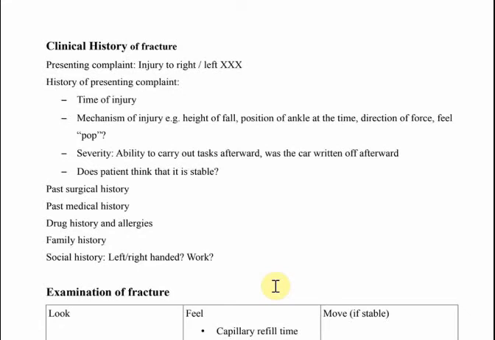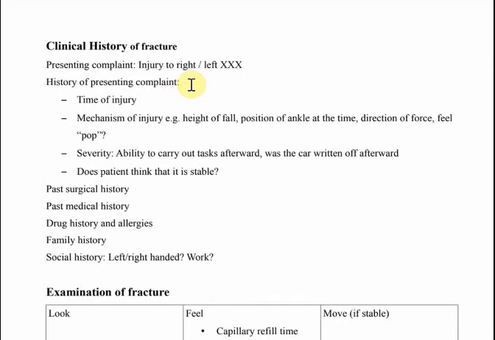In terms of taking a history of a fracture, it's important to first of all ask the patient, is it the right side or the left side? Because if you give the wrong side to the surgeon and the surgeon doesn't pay attention, then the wrong side gets amputated, etc. You don't want that to happen. Always get the side right.